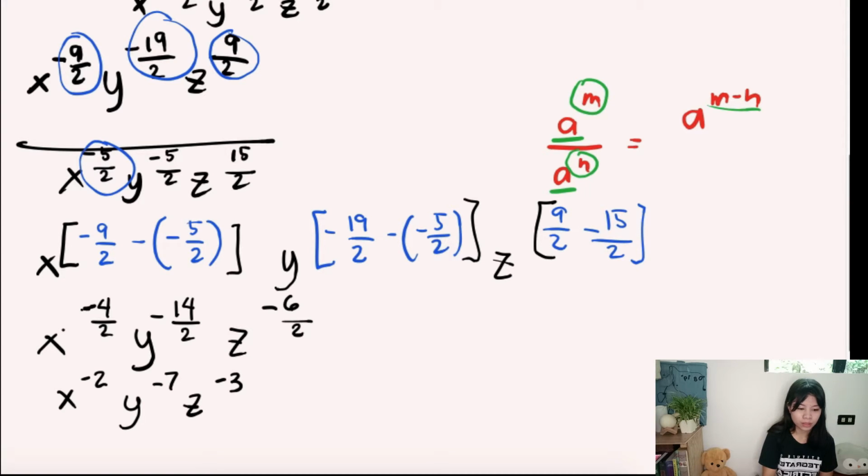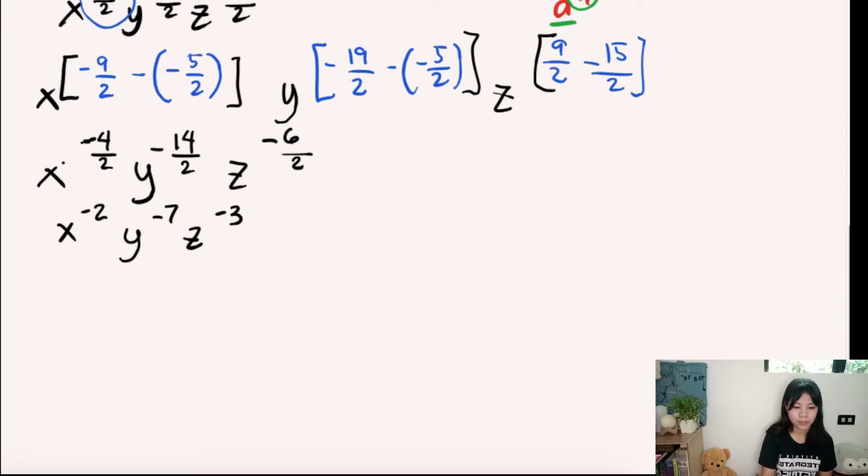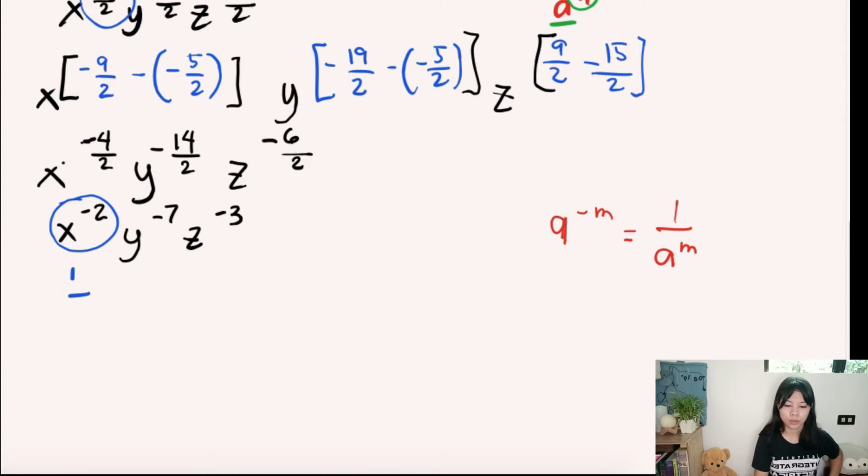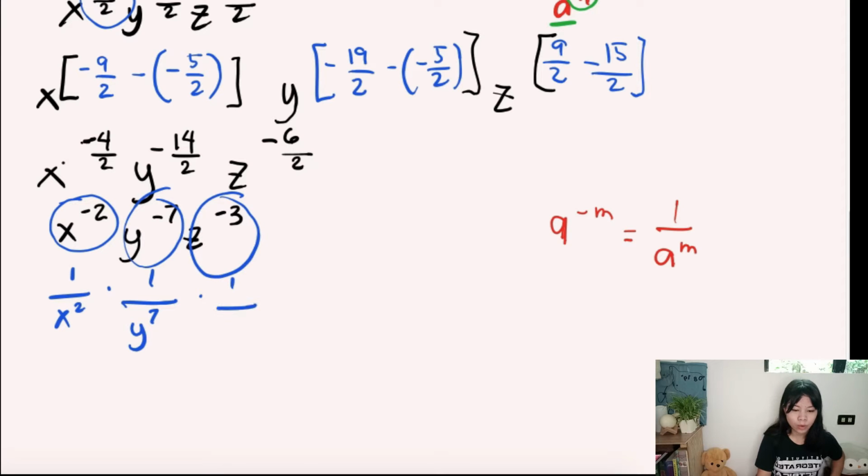Ewan ko kung papayagan na kayo ng teacher nyo na ganyan. Pero, for me, hindi pa siya tapos. Kasi we also know that A raised to negative M is equal to 1 over A raised to M. Right? So, gagawin natin siya. So, itong X raised to negative 2 is also equal to 1 over X raised to 2. Itong y raised to negative 7 is equal to 1 over y raised to 7. Itong z raised to negative 3 is equal to 1 over z raised to 3. So, in short, the answer will be 1 all over x squared y raised to 7 z cubed.